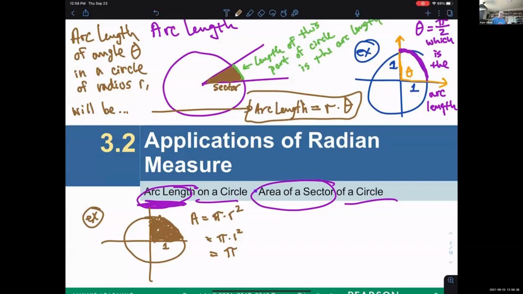And there'll be a formula for that too that isn't quite as simple as r times theta, but pretty close. But I'll save that for when we get to it on the slides. Those are the 2 things that we want to look at here. Okay.